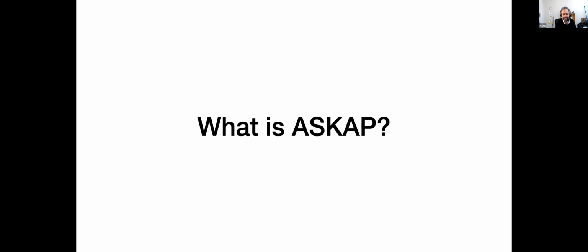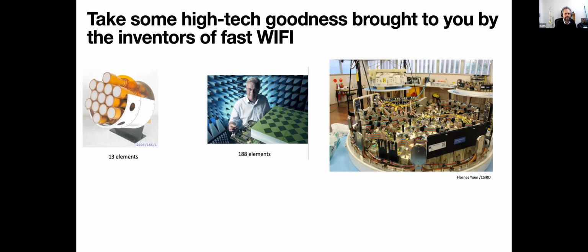I'll tell you about what ASKAP is, at least from my perspective. ASKAP is what happens when you take some high-tech goodness brought to you by the inventors of fast Wi-Fi. That's the guy in the middle, a guy called John O'Sullivan. He was on the Wi-Fi patent. You start with a good idea, and you build a telescope around it.